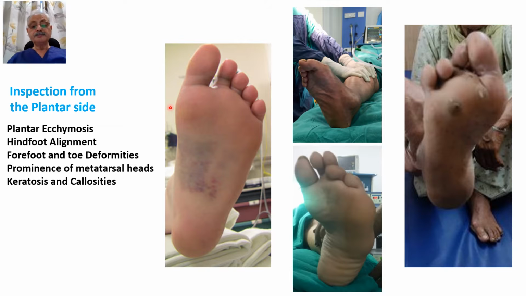Apart from that, examination of the plantar side is very important to look for the prominence of the metatarsal heads, and if there is any keratosis or any callosity present, which suggests an overload in the region of the metatarsal head, and it may be present in the patients who present with metatarsalgia.